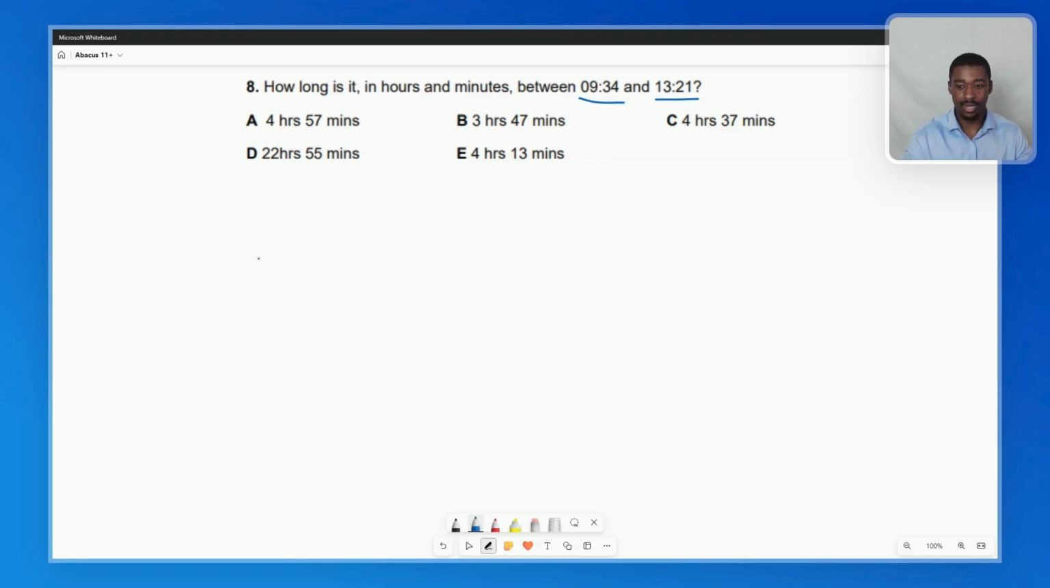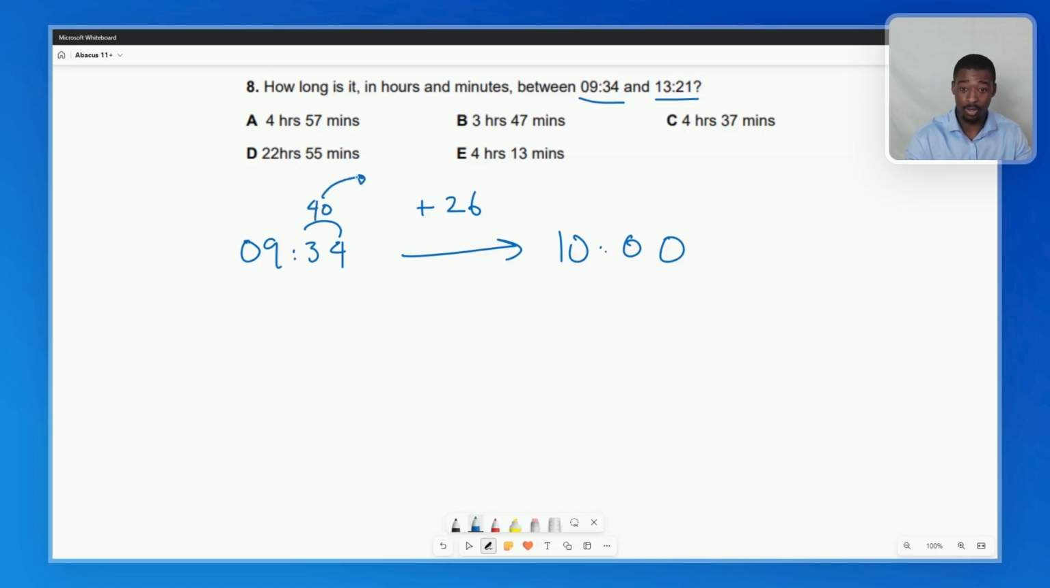So if we're starting at 9:34, then let's first get to 10 a.m. And we do this by adding on how many minutes? Well, it's going to be 26 minutes, right? The 6 gets us to 40, and then the 20 gets us to the hour, 60 minutes in an hour.